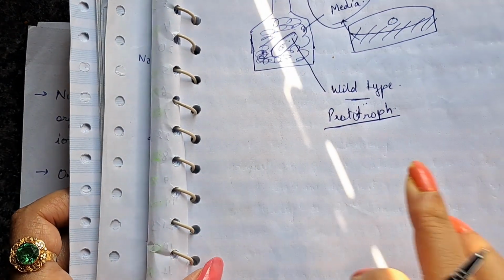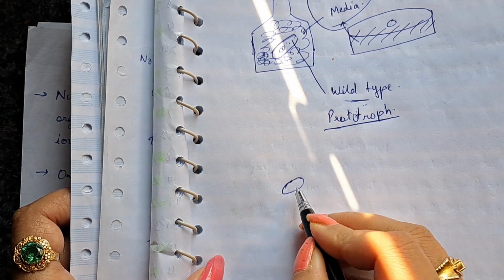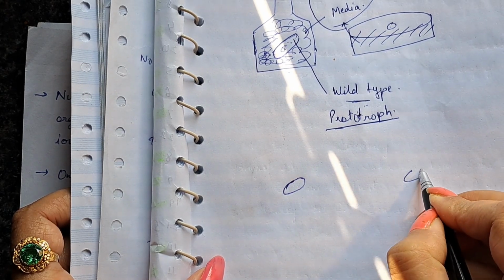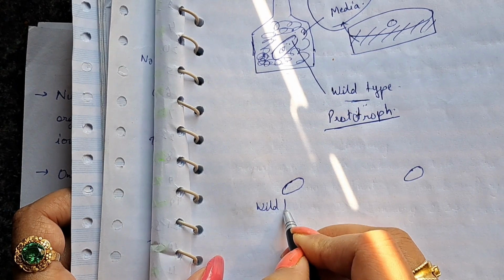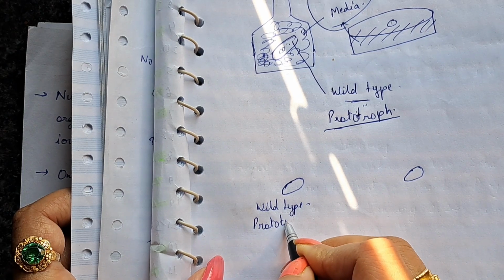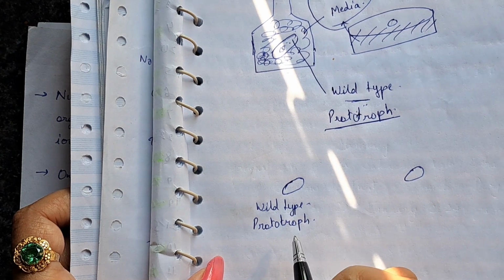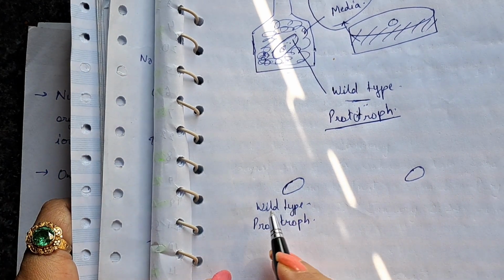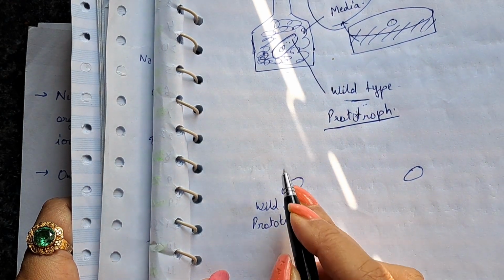Now there is another type of bacteria. Suppose I give you two examples. This is one bacteria and this is another bacteria. Now suppose this particular bacteria is a wild type, so that means it is prototroph. Prototroph means those kinds of bacteria that can produce all the required nutrients. This is a normal one. Wild type means it is found mostly within the environment. This kind of bacteria you'll find.